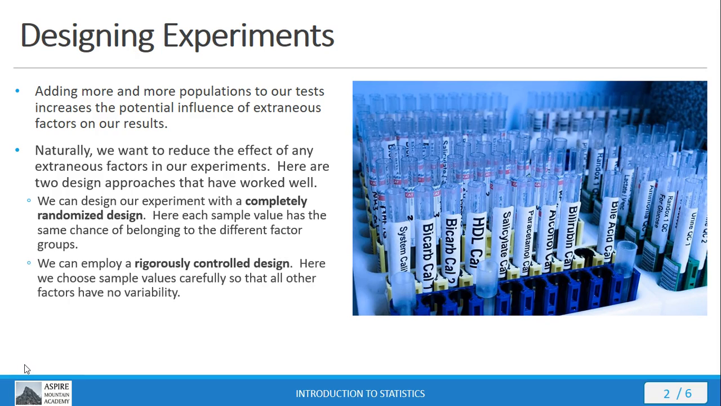The other way to go about it is with a rigorously controlled design. With a rigorously controlled design, you're choosing sample values carefully so that all the other factors have no variability. The details for that depend upon the context of what you're looking at. But generally speaking, you're going to choose the samples to reduce the variability.